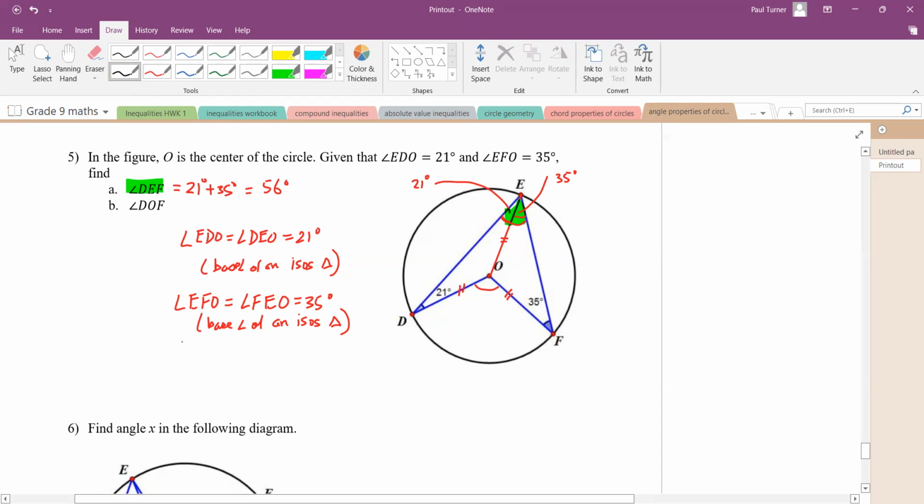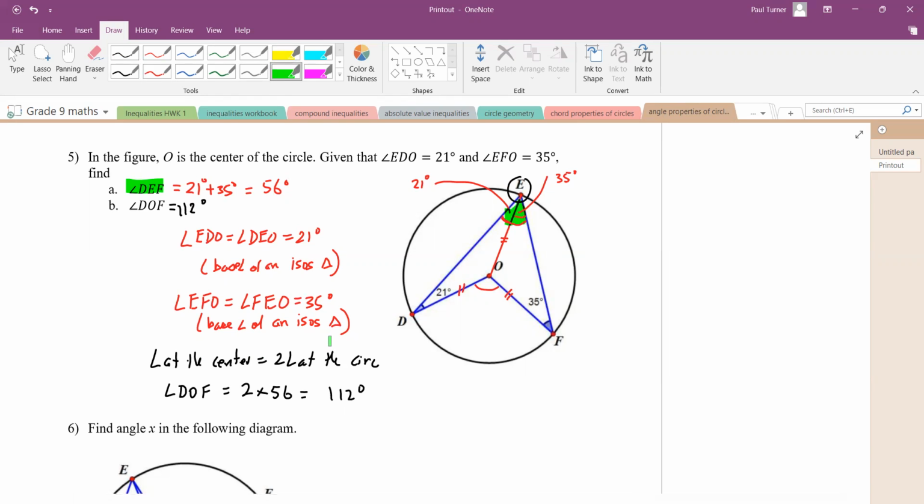So we should write our rule: angle at the center equals 2 times angle at the circumference. The angle at the center, which we don't know, is angle DOF, and that is 2 times the angle at the circumference, which is this angle here, DEF, which is 56. So you get 112 degrees for your final answer for angle DOF. That one there.